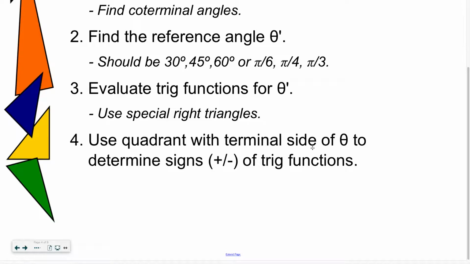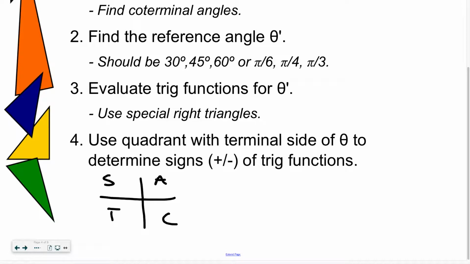But this is where I'm using "all students take calculus." I'll just draw a little picture here to kind of make sense of what I mean. And in math, one of the easiest mistakes to make on quizzes and tests is to forget a sign. So, all students take calculus.